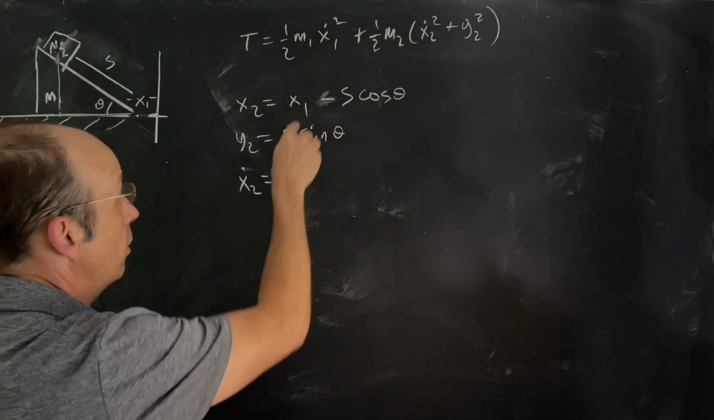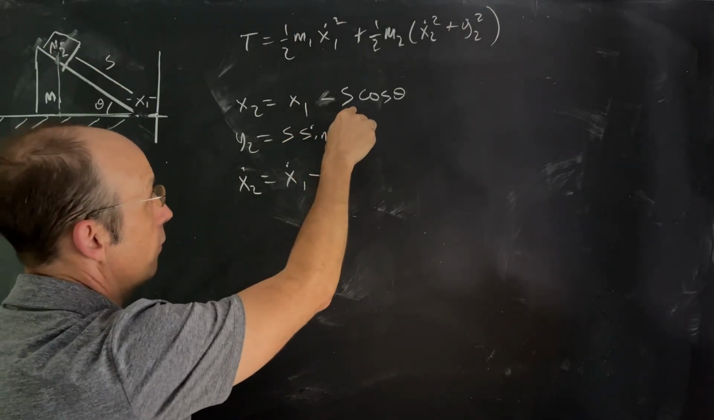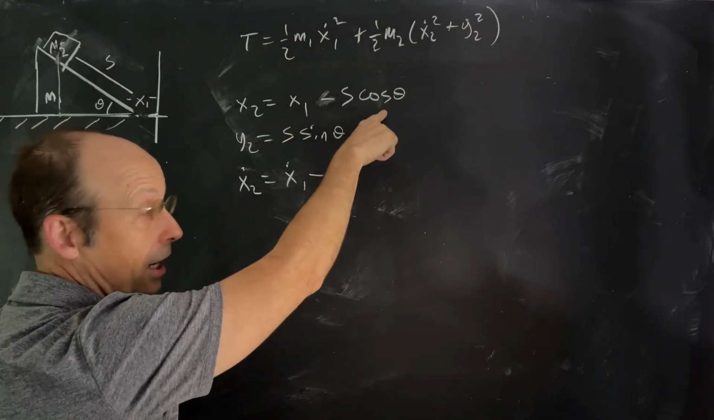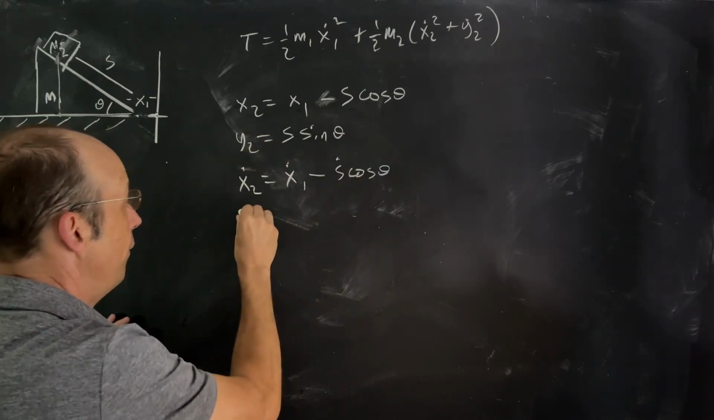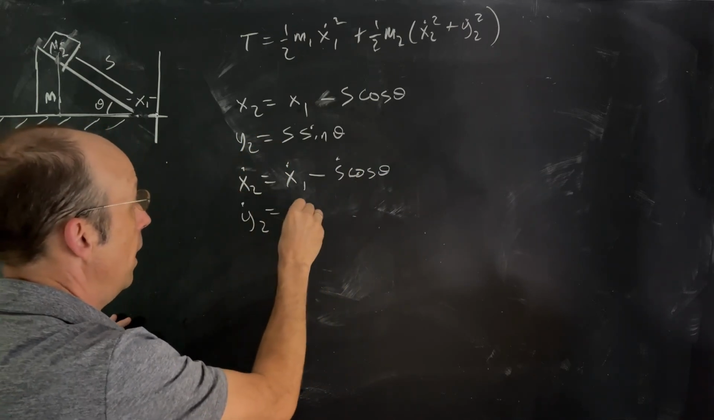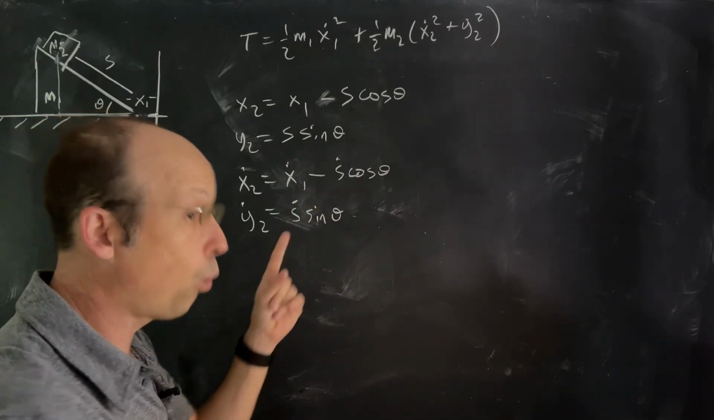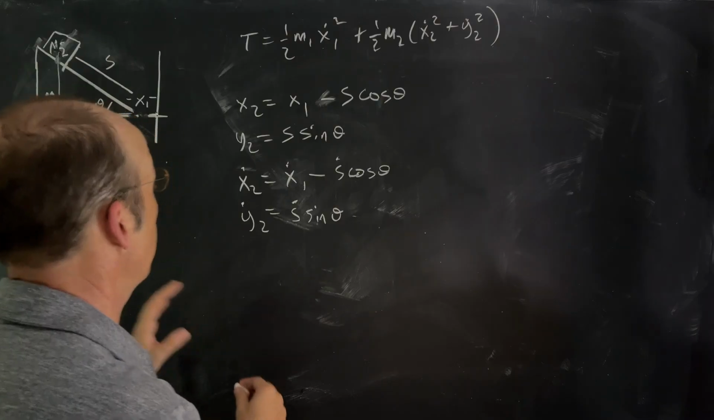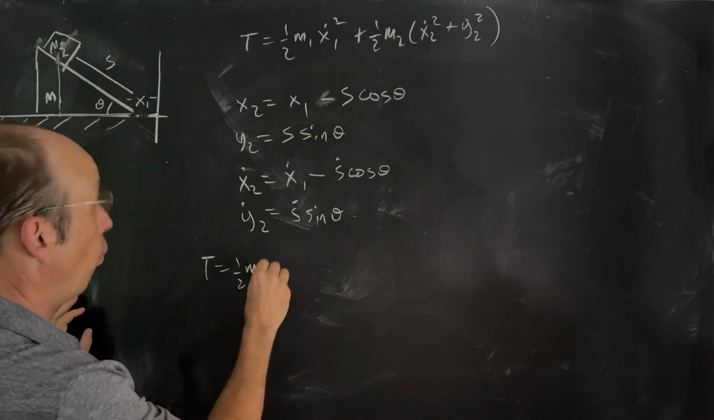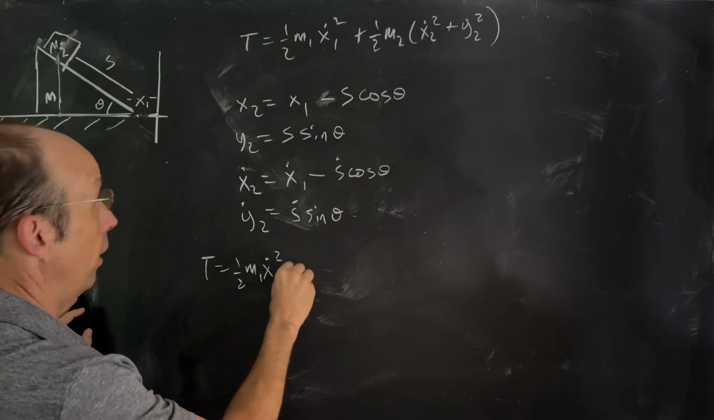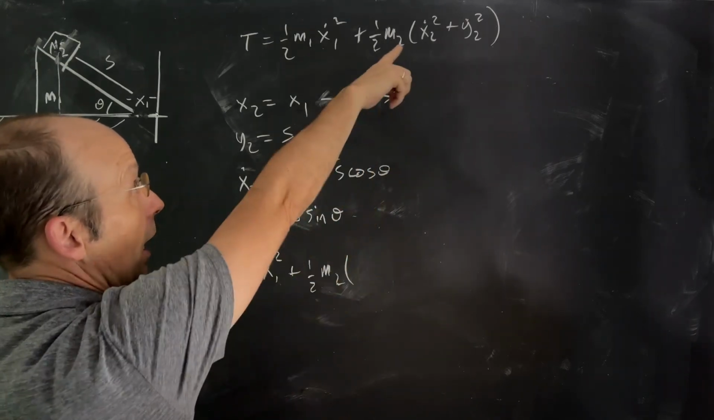x2 dot is going to be the derivative of x1, which is x1 dot. And then the derivative of this with respect to time, well, that's just a constant, so I just get s dot cosine theta. And then if I do the same thing for y2 dot, I get s dot sine theta. Now I'm going to need to square those and put them into my kinetic energy term. Let's just do that. T equals 1/2 m1 x1 dot squared plus 1/2 m2. Now I need x2 dot squared.